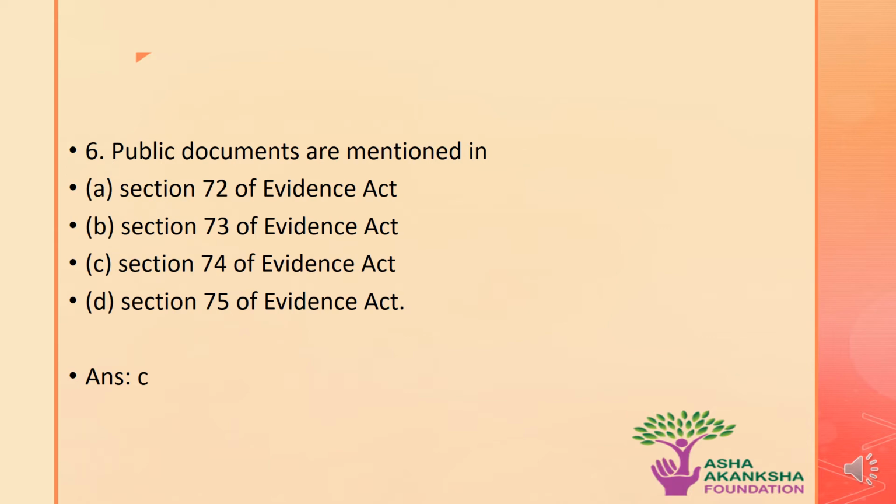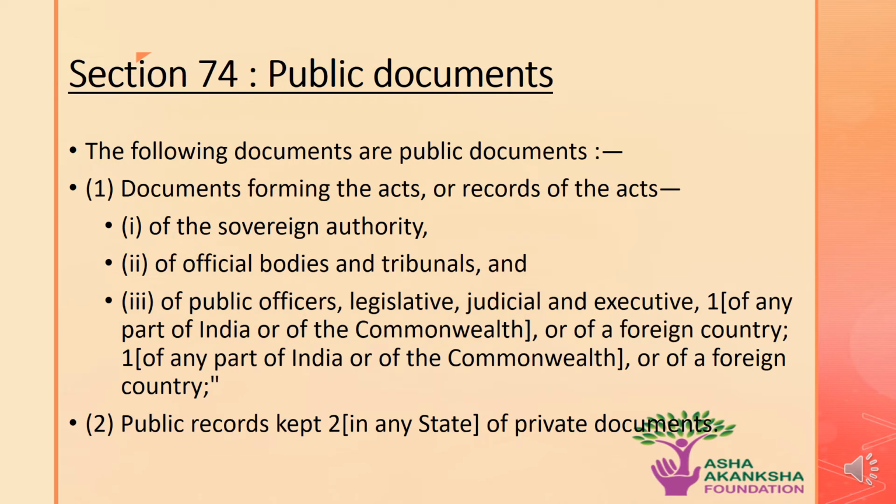The next question is, public documents are mentioned in which of the following sections? Options are A, section 72 of the Evidence Act. B, section 73 of the Evidence Act. C, section 74 of the Evidence Act. Or D, section 75 of the Evidence Act. The correct answer to this question is option C, that is, section 74 of the Evidence Act, where public documents are mentioned. Section 74 of the Evidence Act states public documents.